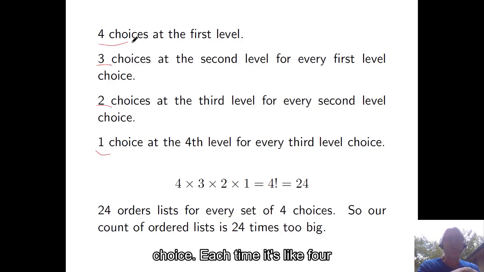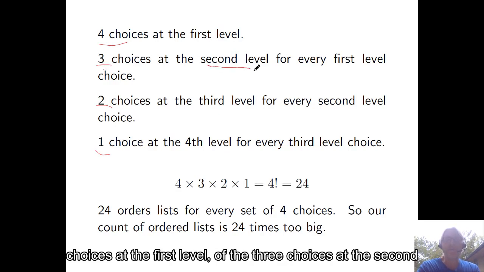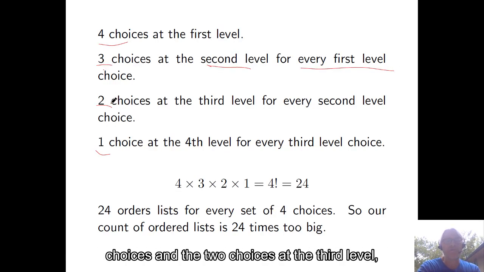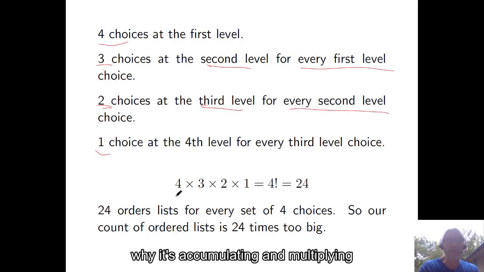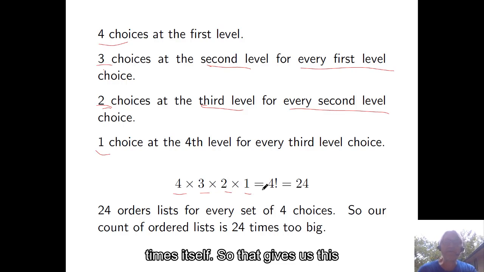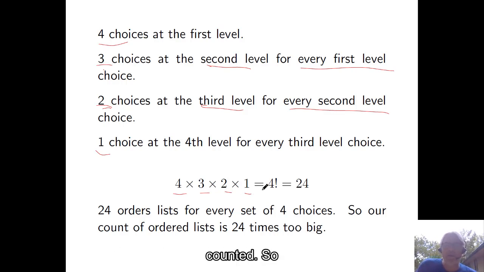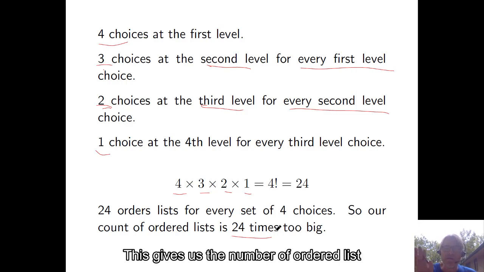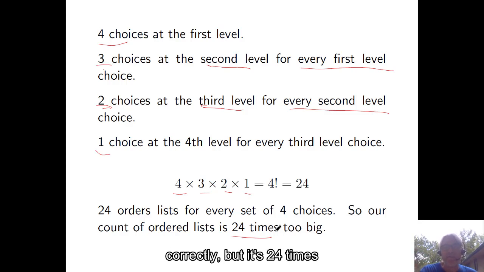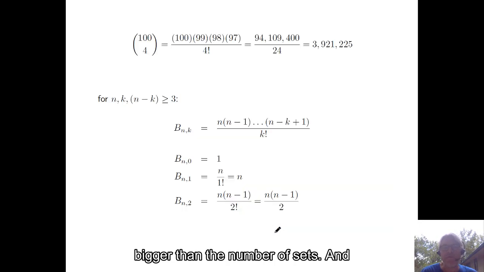Each time it's like 4 choices at the first level and 3 choices at the second level. Those apply to each of the first level choices. And the 2 choices at the third level apply to every second level choice. So that's why it's accumulating and multiplying times itself. That gives us this factor of how much things have been overcounted. So our original list was 24 times too big, because our method of starting at n and going k steps down, decreasing by 1 each time, and multiplying those together, gives us the number of ordered lists correctly, but it's 24 times bigger than the number of sets.